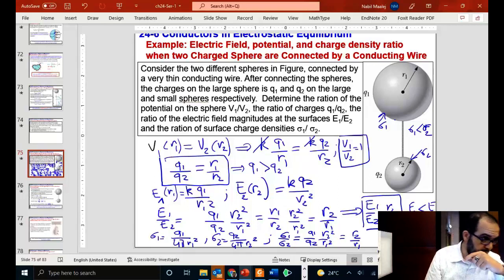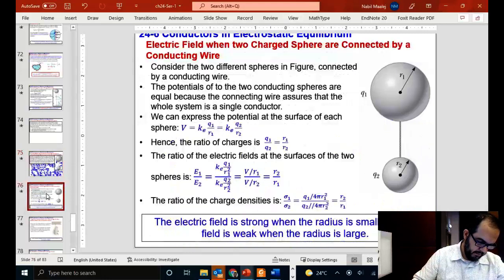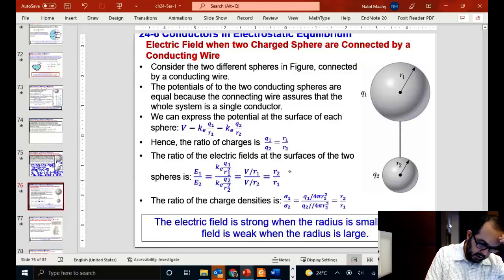Okay, clear? By the way, this problem was given in the final exam last year. They were asked, I think, only for E1 over E2 or V1 over V2, one of these, and they were asked to solve for one of these. This was one of the problems in the final exam. Okay? So, I think we did everything correctly.